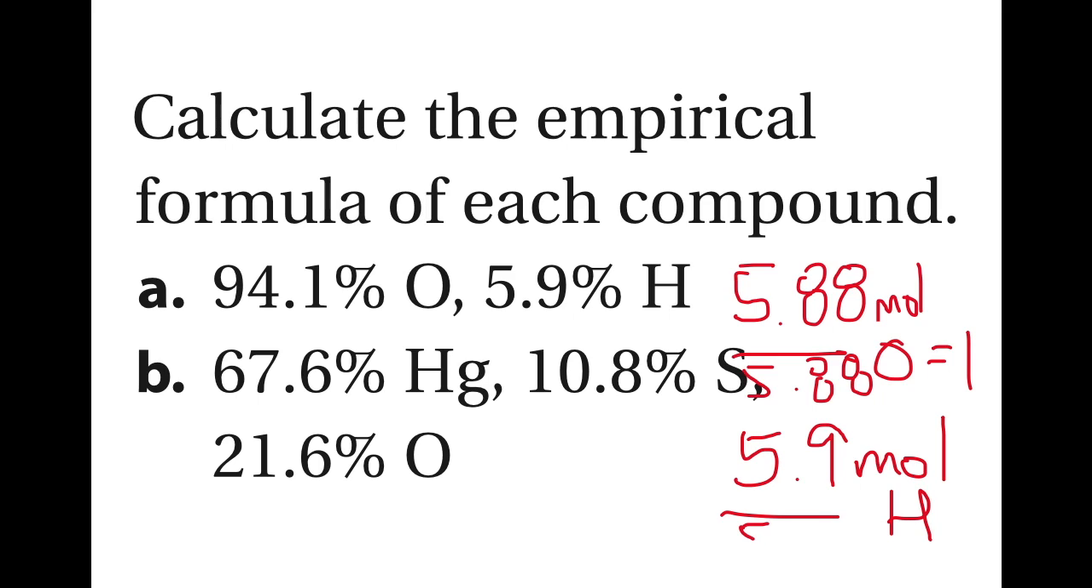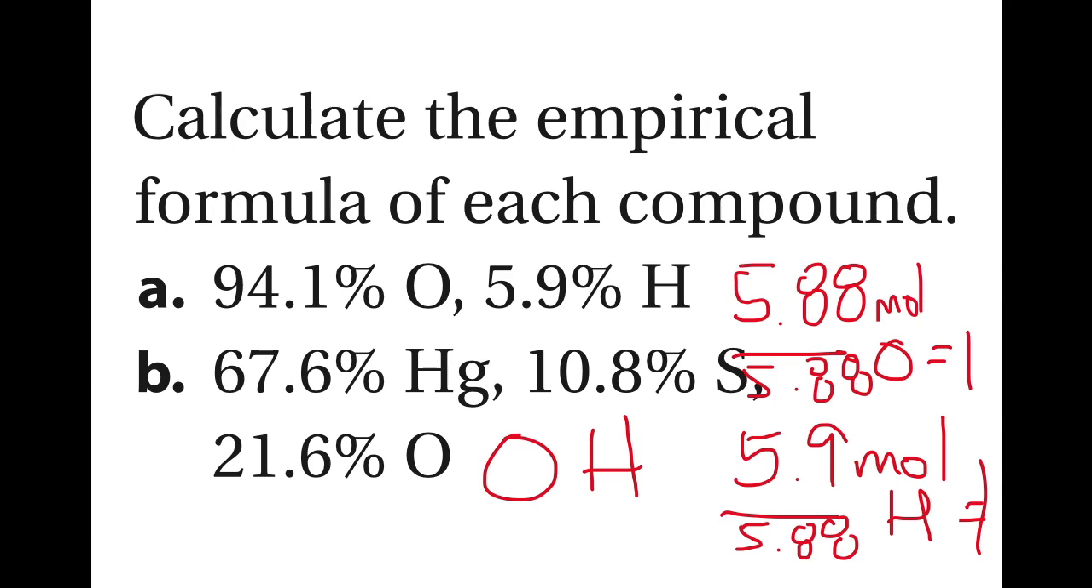Then I have 5.9 divided by 5.88. When I do that, I get 1.003. So that is close enough. If you're 0.003 off to 1, then I would just round it to the nearest tenth and you get 1. So it's the same thing. So you have a 1-to-1 ratio. Empirical formula for that first one should be just OH.